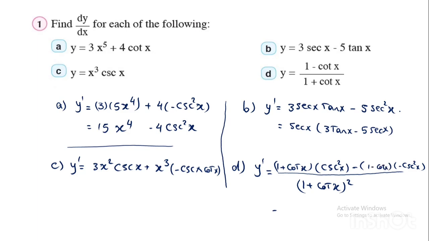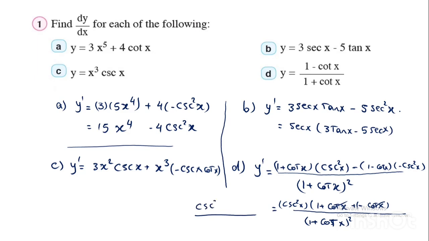By factoring out the cosecant squared x, we have (1 plus cotan x) plus (1 minus cotan x) in the numerator. So the cotan x terms cancel, and we have in the denominator (1 plus cotan x) all squared. So we end up with this result: 2 cosecant squared x in the numerator, and in the denominator we have (1 plus cotan x) all squared.